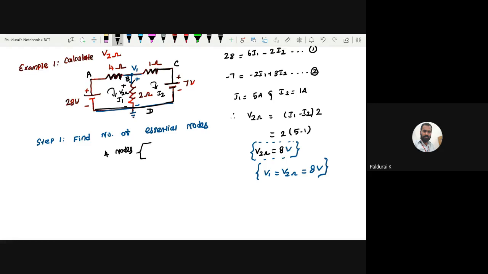Out of A, B, C, D, are A and C essential or non-essential? A and C are non-essential, sir. So B and D are essential. So the very first step, you want to consider only essential nodes. Why not non-essential nodes? After some time you yourself will understand.